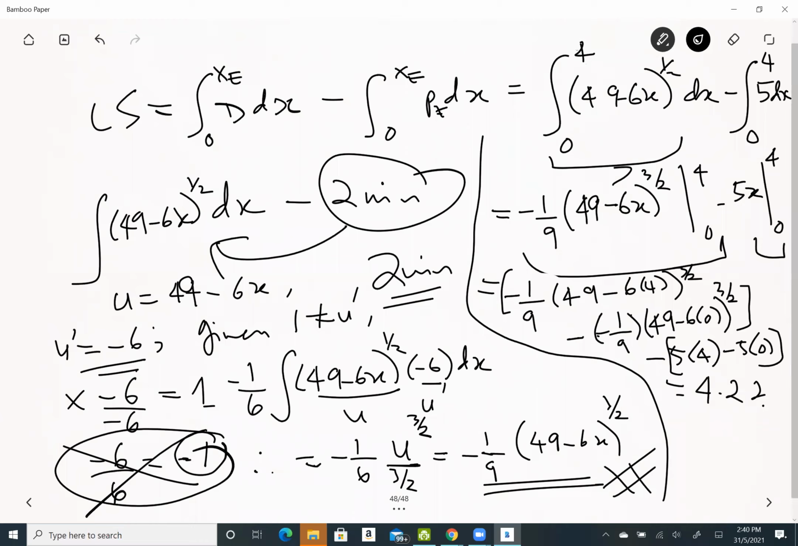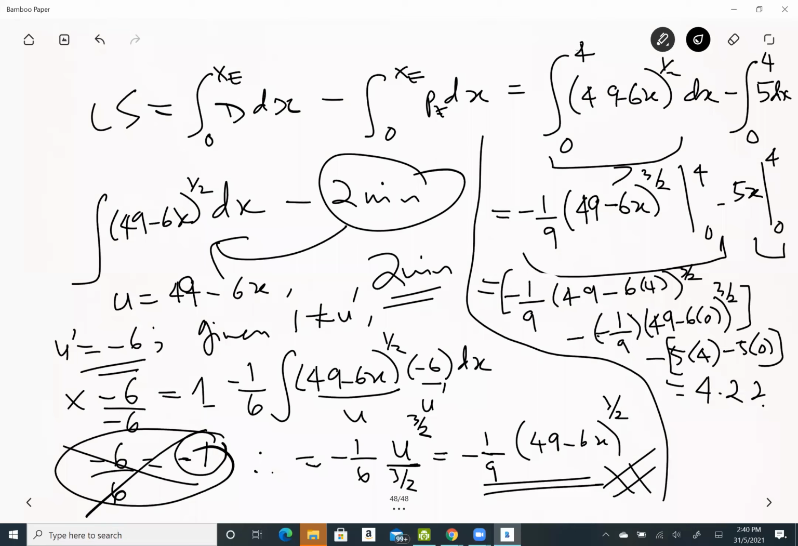Now, this thing here, you need to be careful. So you've got here negative 1/9, and here negative and negative. So this one becomes positive, okay? The first term becomes negative. So the first term, you've got negative 1/9, 49 minus 24. Nice. 49 minus 24, you get 25. Okay, so 25, the square root of 25 is 5.